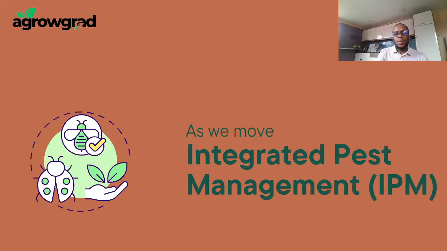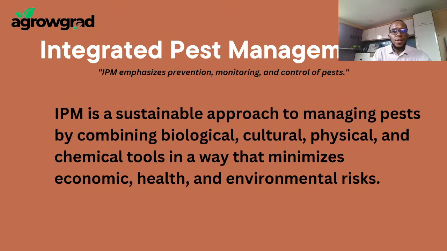The next thing we'll be talking about is integrated pest management, right? These are sustainable approaches that we use to manage pests by combining biological, cultural, physical, and chemical tools, in a way that minimizes economic, health, and environmental risks. IPM for short emphasizes prevention, monitoring, and control of pests.